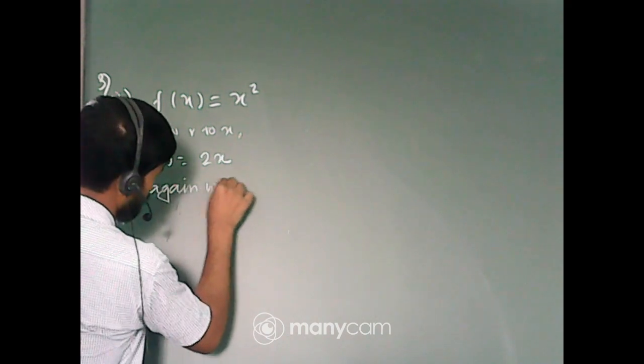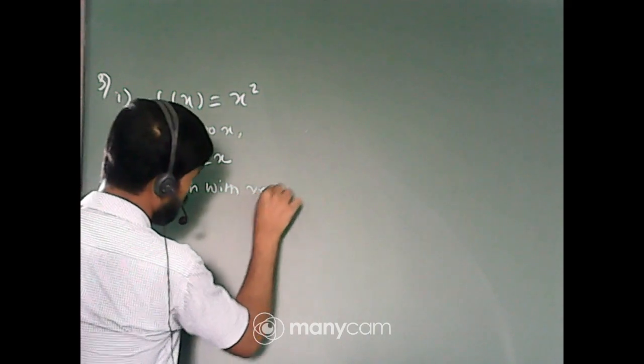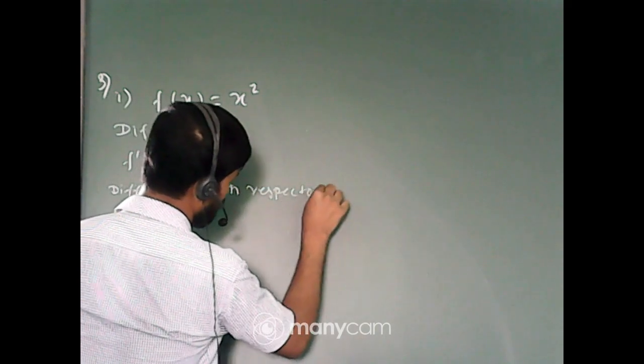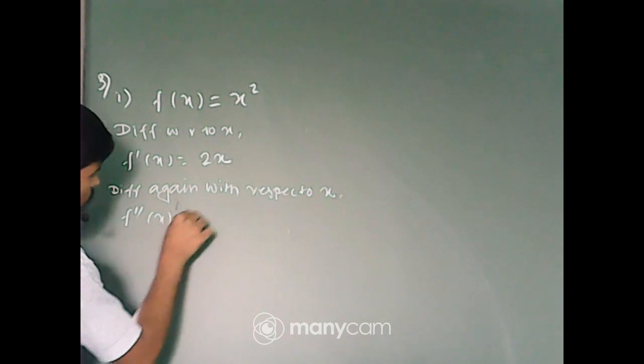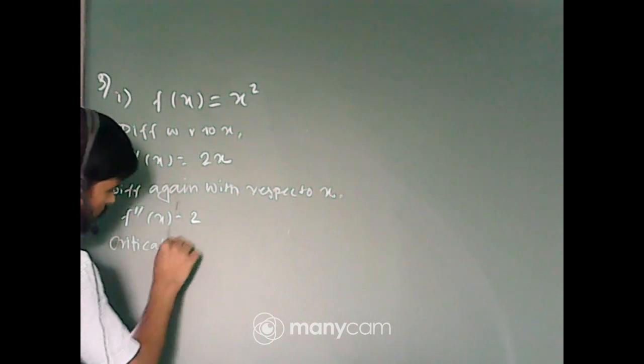with respect to x, we have f double dot x is equal to 2. Now we have to find the critical point of the function. Critical points are given by f dot x is equal to 0. That means 2x is equal to 0, so x is equal to 0 by 2, which is equal to 0. So 0 is the critical point of the function.